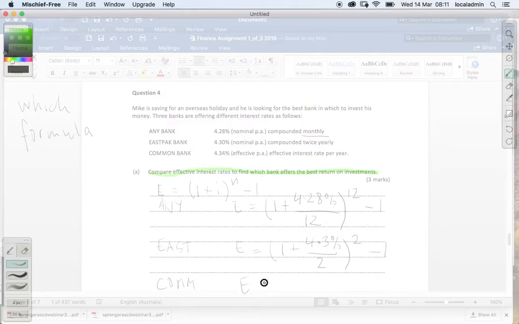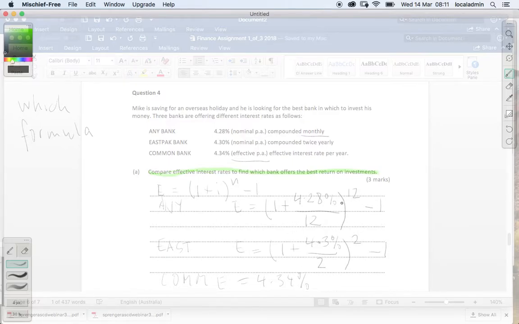So we do E equals 1. Well, actually, we don't need to, because it's already effective. Look at that. It has been given to us already as an effective interest rate. And all we need to do now is we compare those 3. So we don't need to do anything. We just write it down. Combank equals effective interest rate equals 4.34%.